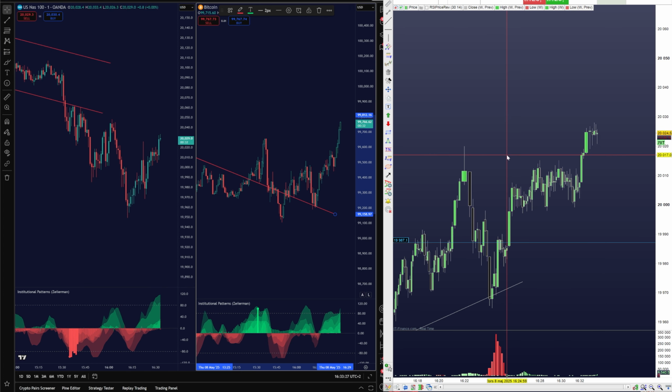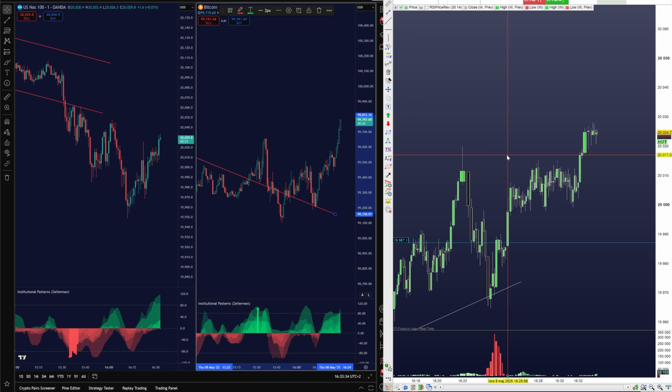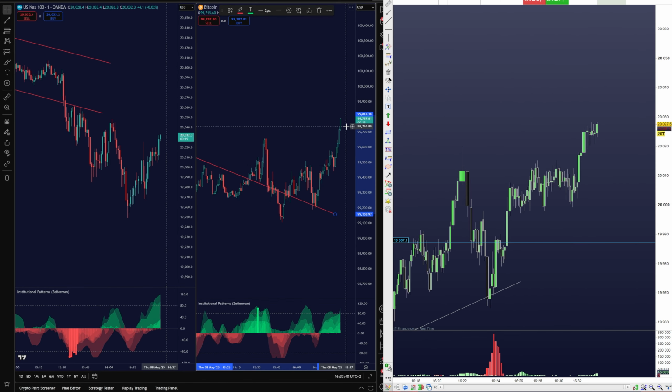Will we see 20K again? Or will we see 50? That's up to the market to decide, but we are long. We are long, guys, and Bitcoin is going strong.